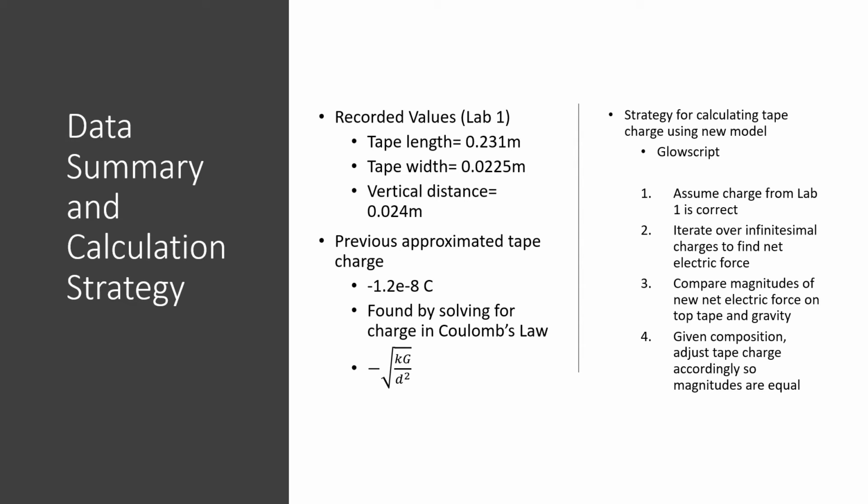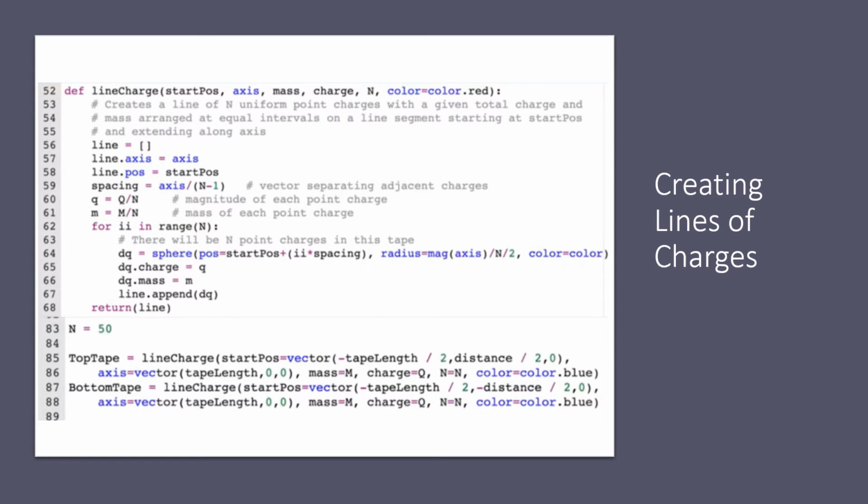The strategy for calculating the tape charge using our new model using GlowScript is as follows. Let's first assume the charge from Lab 1 is correct, then we iterate over infinitesimal charges to find the net electric force on the top tape. Let's compare the magnitude of this force with that of gravity, and finally adjust the tape charge accordingly so these magnitudes become equal. Now let's take a look at the GlowScript code.